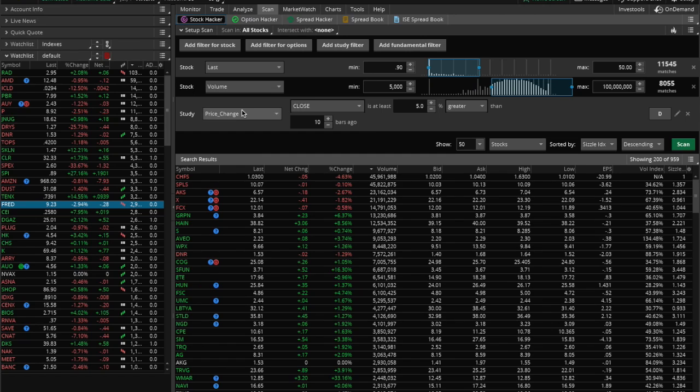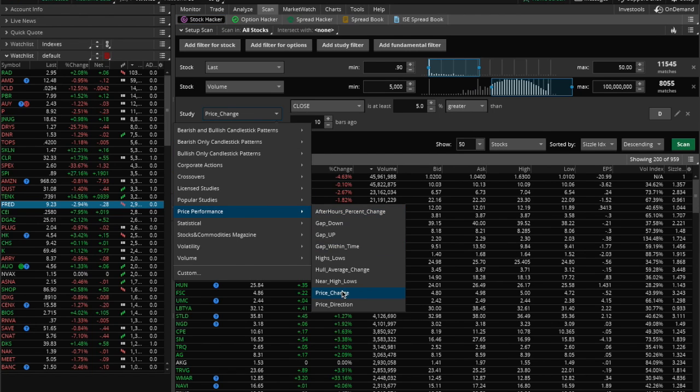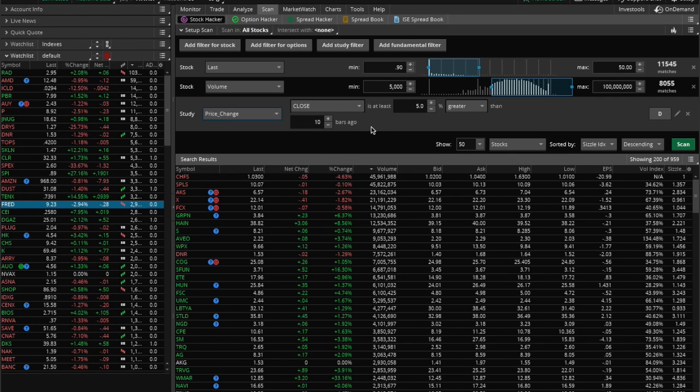So everything else could stay the same, so you still want to stick in the price range, you still want to make sure that the volume is a healthy amount of volume, but instead of the price change being 5% greater than what it previously closed at, so this is what this price change is, just in case you guys are having trouble finding the study, you go to price change, price performance, and then price changes right here. Once you have that set up, the reason I have close is because this is a pre-market scanner, so I want to know based on the previous close how it's opening.